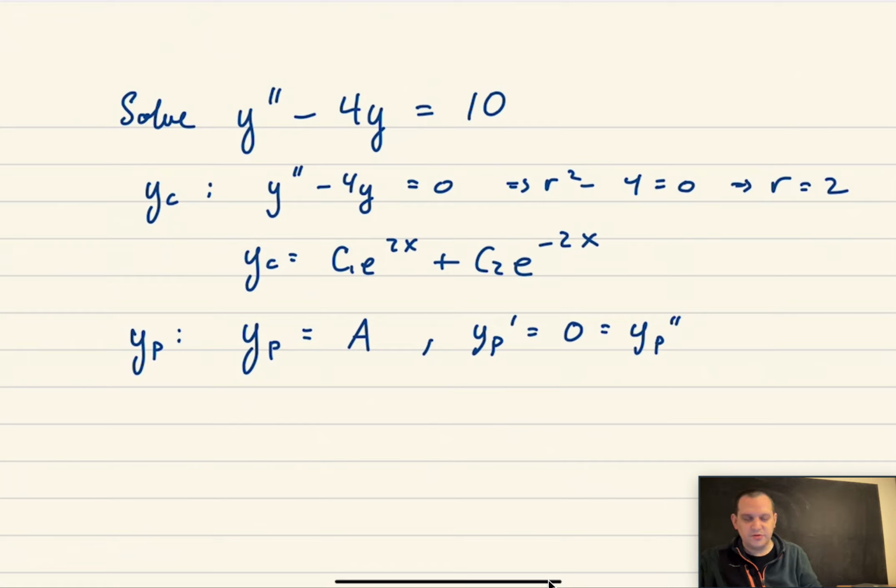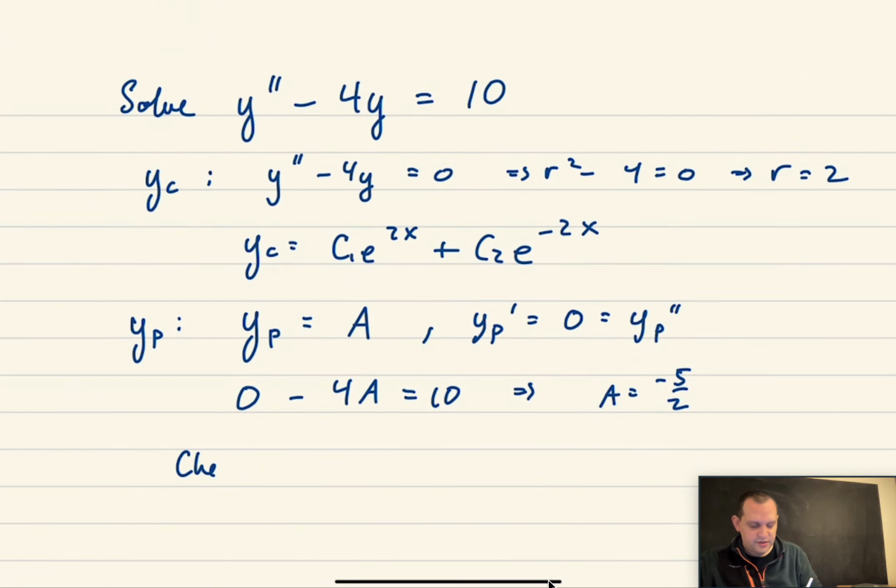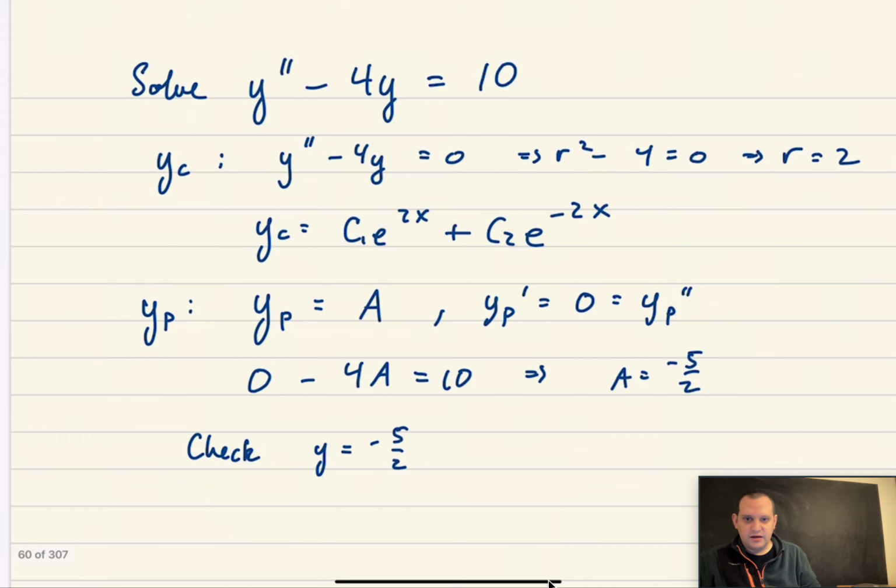But if we take this value y sub p and replace all the y's in our differential equation by y sub p, we're going to end up with 0, because the second derivative was 0, minus 4a equals 10. And so it looks like a being negative 5 halves will be a solution. And in fact, this is a solution. You can check that if you take negative 5 halves for y, that's going to solve the differential equation, because the second derivative will be 0. And then if we take minus 5 halves times negative 4, that'll be plus 10. Okay, so there's our particular solution.